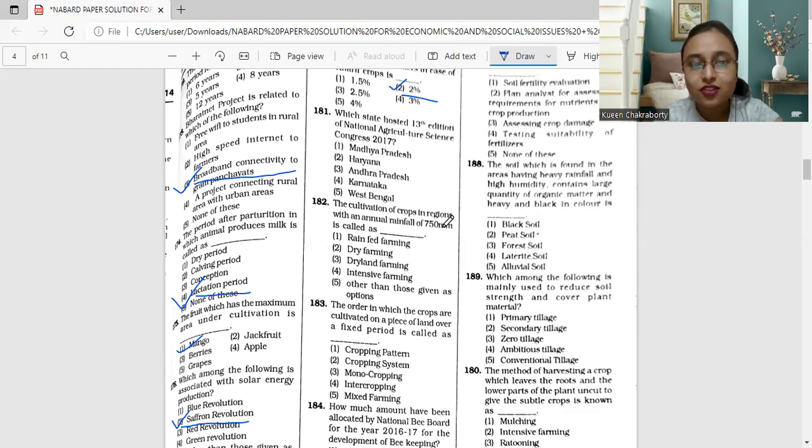So the correct answer to question number 181 is option number 4, which is Karnataka. So I will mark this answer as option number 4, Karnataka. And we can move on to the next set of questions.